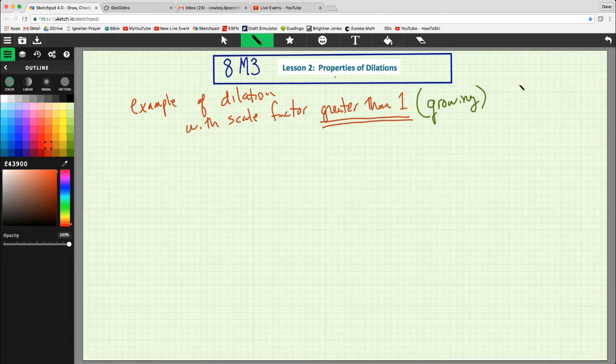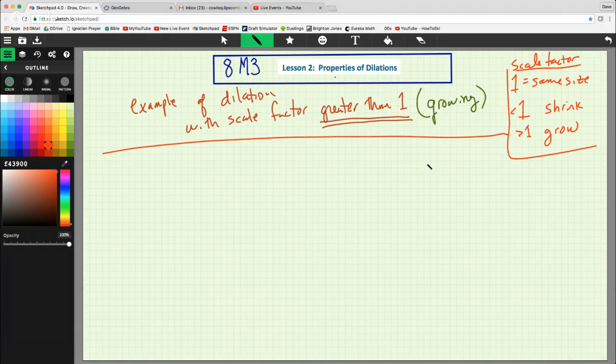Remember, 1 equals same size, scale factor. 1 is same size, less than 1 is shrink, greater than 1 is grow. Let's not forget that. And you'll see why as we walk through this example.